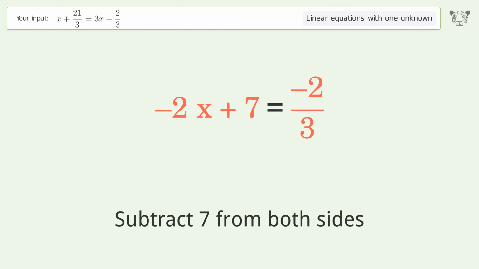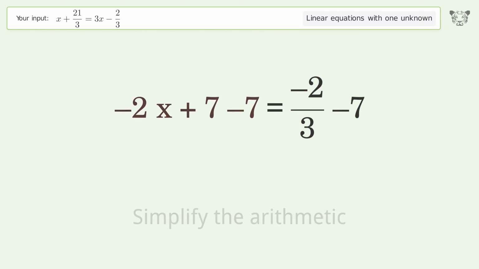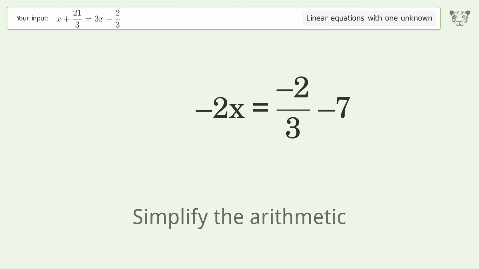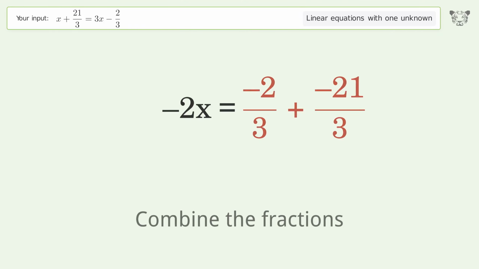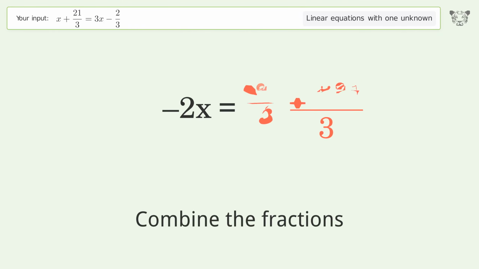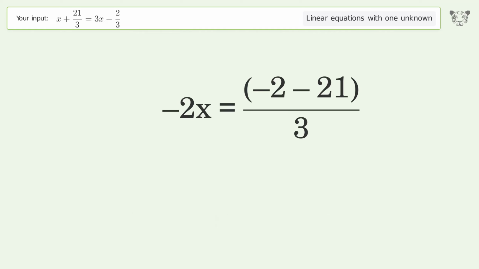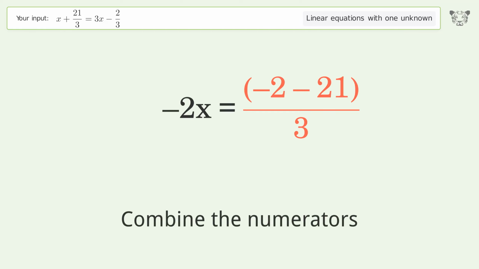Subtract 7 from both sides. Simplify the arithmetic. Convert the integer into a fraction. Combine the fractions. Combine the numerators.